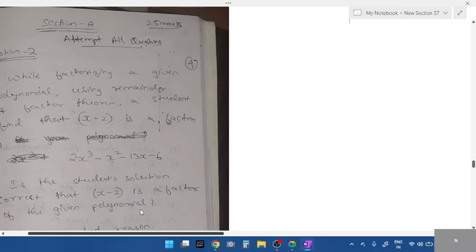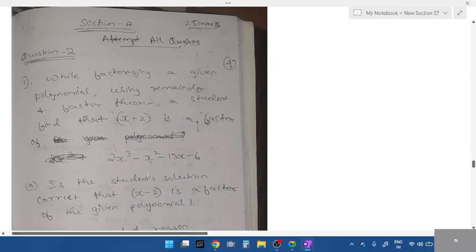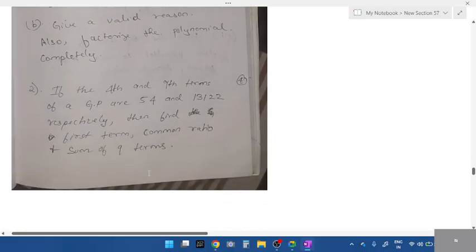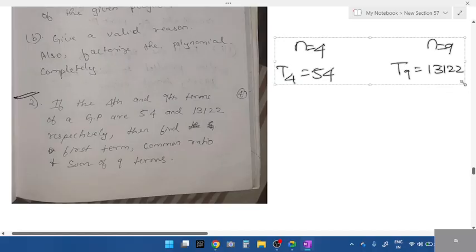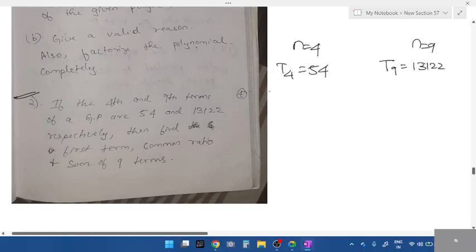Cherisha, Naomi, Joanna, 5 students. Next. If the fourth and the ninth term of the GP, fourth term is mentioned, so n is equal to 4. Ninth term is mentioned, n is equal to 9. The fourth term value, T of 4 is equal to 54 given, and T of 9 is equal to 13122. This is a GP question, students. The same format you have to use for AP question. The only thing is in GP you divide, in AP you subtract, substitution and elimination method.